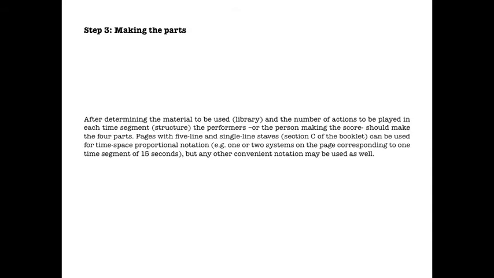Step 3. Making the parts. After determining the material to be used, the library, and the number of actions to be played in each time segment, the structure, the performers, or the person making the score, should make the 4 parts. Pages with 5-line and single-line staves, section C of the booklet, can be used for time-space proportional notation, e.g. 1 or 2 systems on the page corresponding to one time segment of 15 seconds, but any other convenient notation may be used as well.